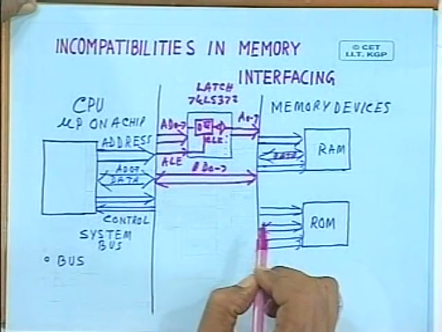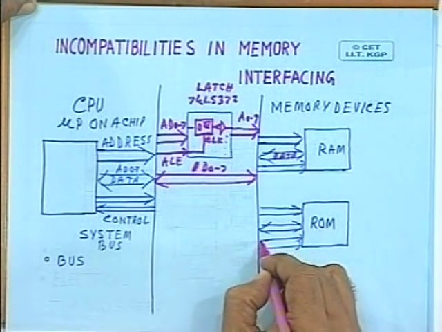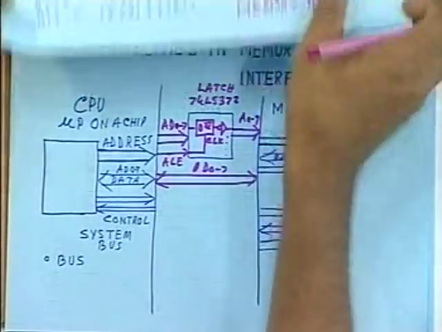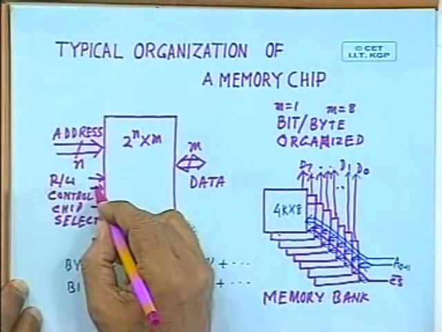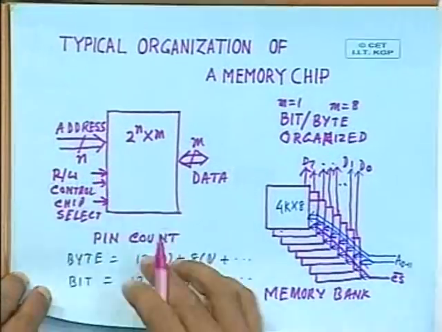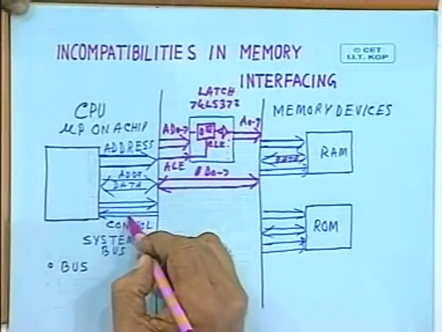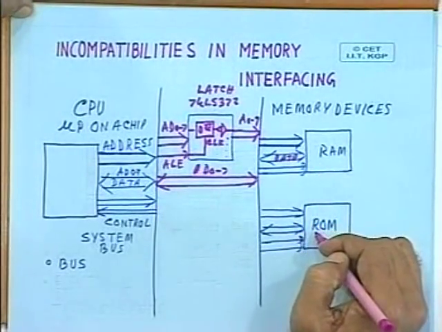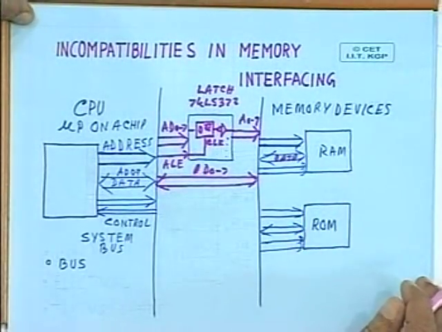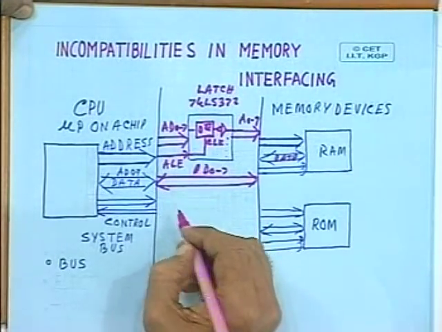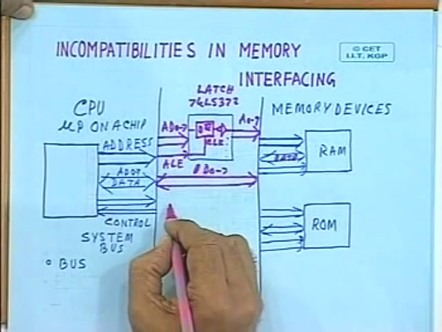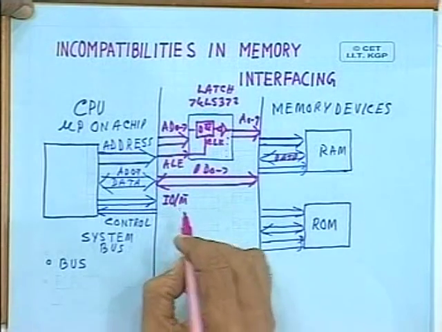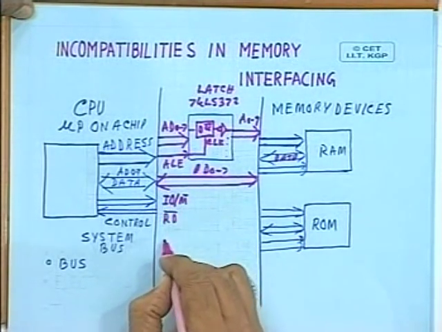Apart from this bus incompatibility, another problem is, we have seen that memory devices will require some read-write control signals. The read-write control signals which are generated by the CPU may not be identical to the read-write control signals required by the memory devices, and may not be available in the same form. For example, in case of your 8085, it is generated in this way. The CPU generates IO/M, then read and write.